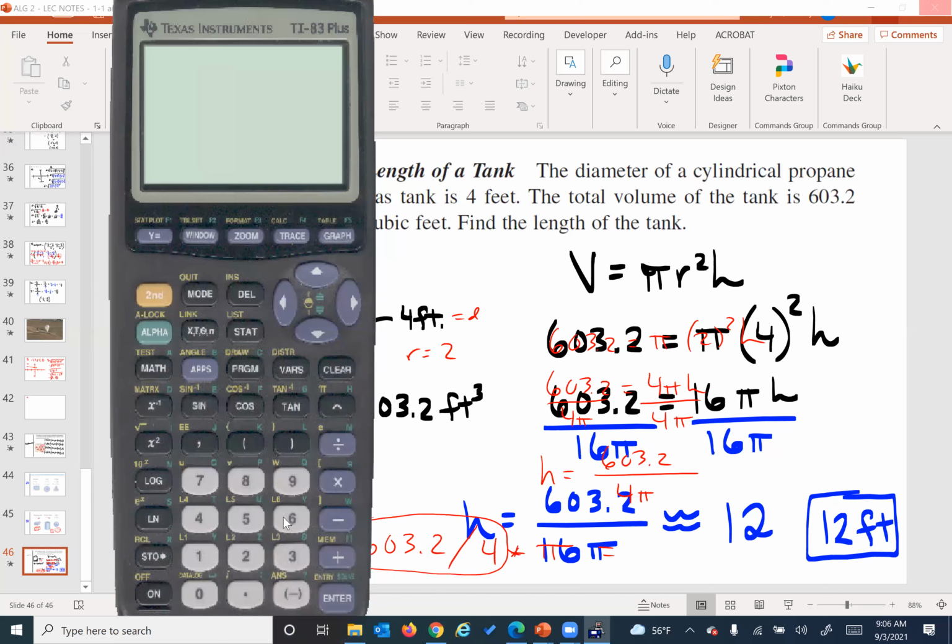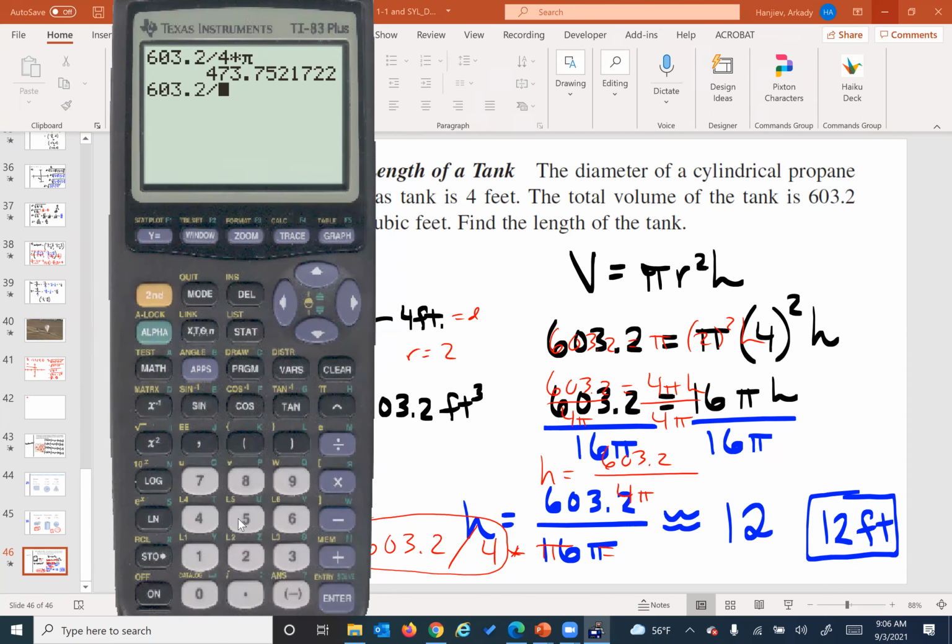So if you do this here, 603.2 divided by 4 times pi, and the pi button should be on there somewhere on your calculator. Okay, that guy's wrong. We good? Don't do it that way. That looks good. First of all, that height is way too long. The reason is because you need to put the 4 and the pi together as one piece, right? So let's do this here.